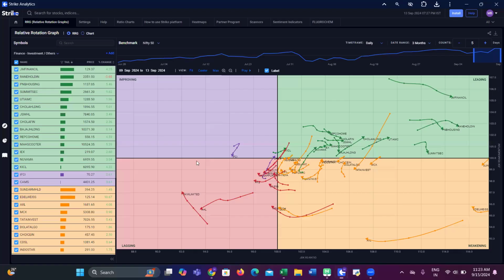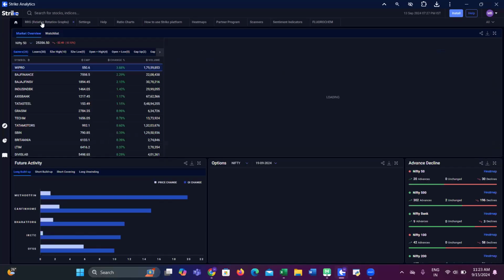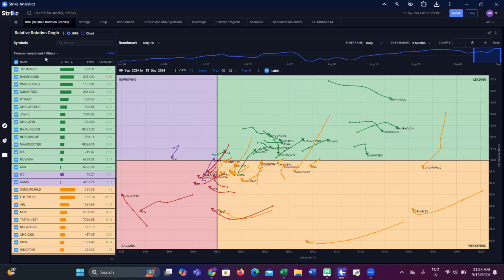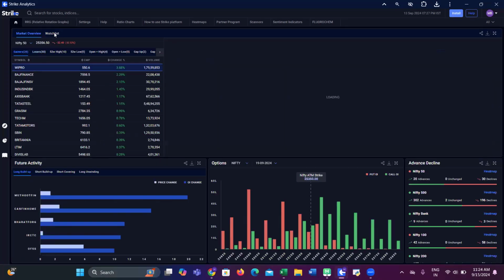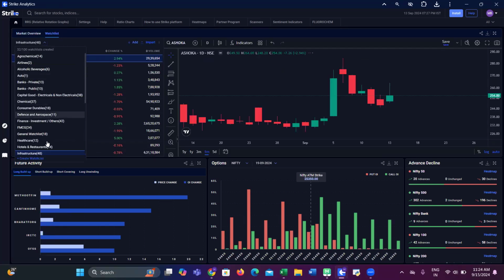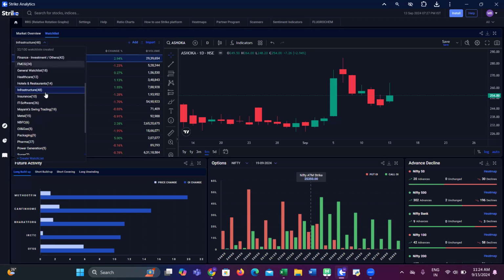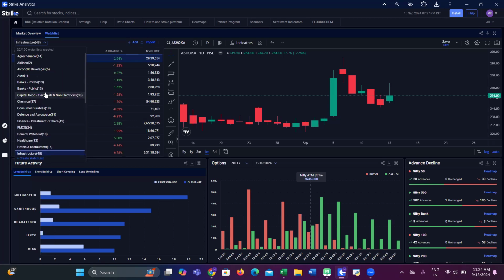So first thing first, I will go on the Strike platform. And on the home page, you have an option called RRG, Relative Rotation Graph. I have already covered that you can create various watch lists within the Strike platform. So you go to the home page, and you have an option called watch list. Click on it. Underneath, you have an option to create a watch list. You can upload up to a maximum of 50 stocks per watch list, and you can create multiple watch lists. So I have created different watch lists over here, and I have different parameters that I use during the scanning of the stocks.